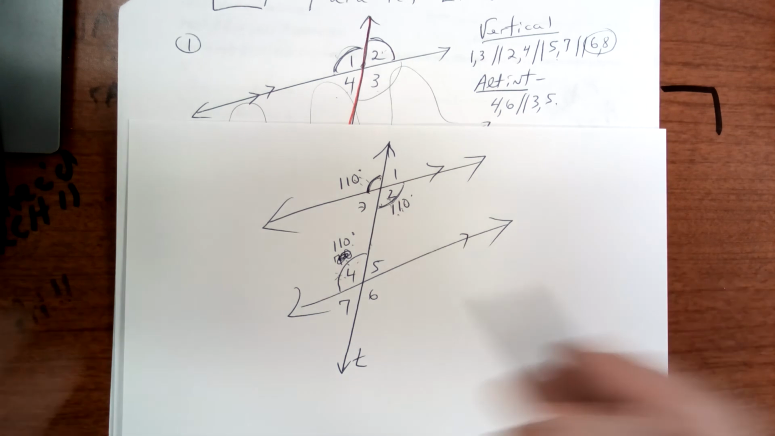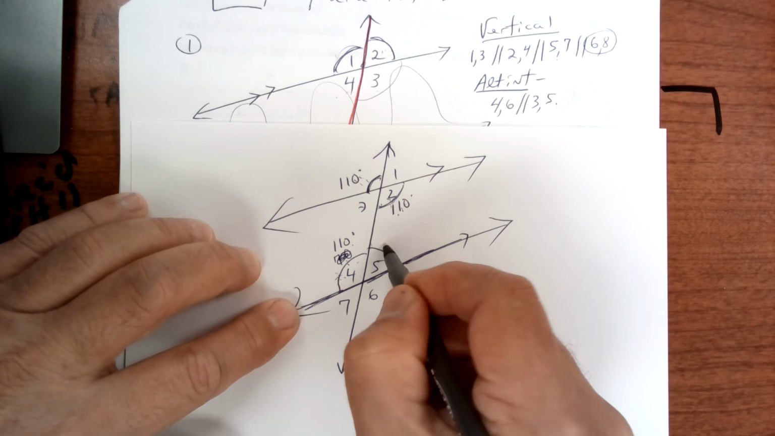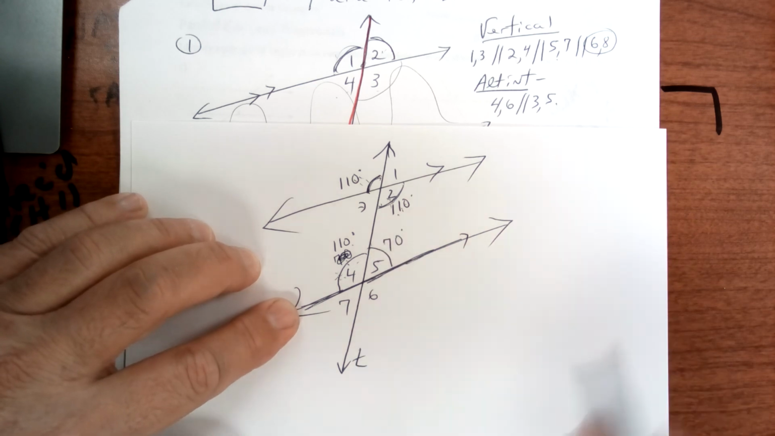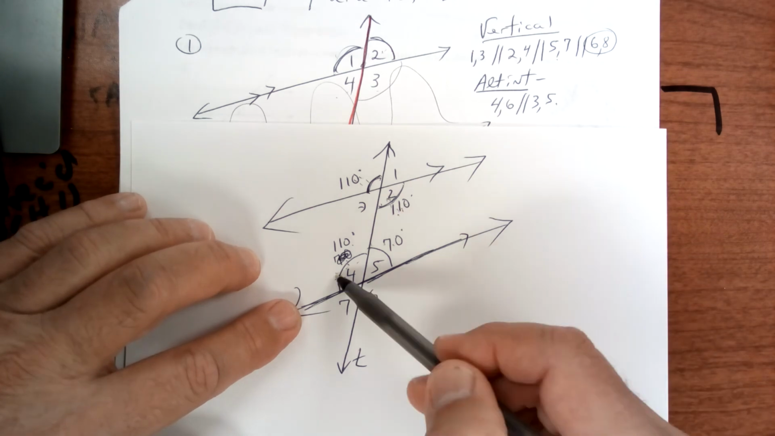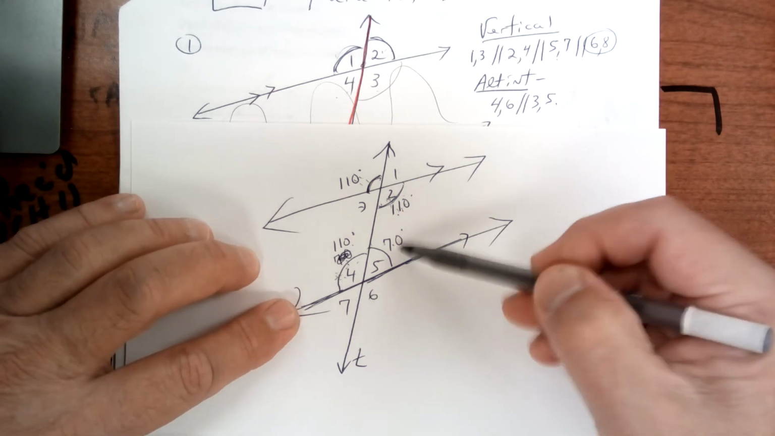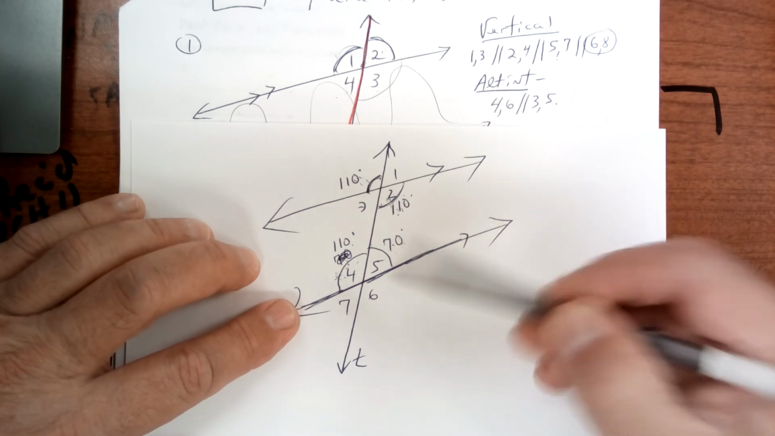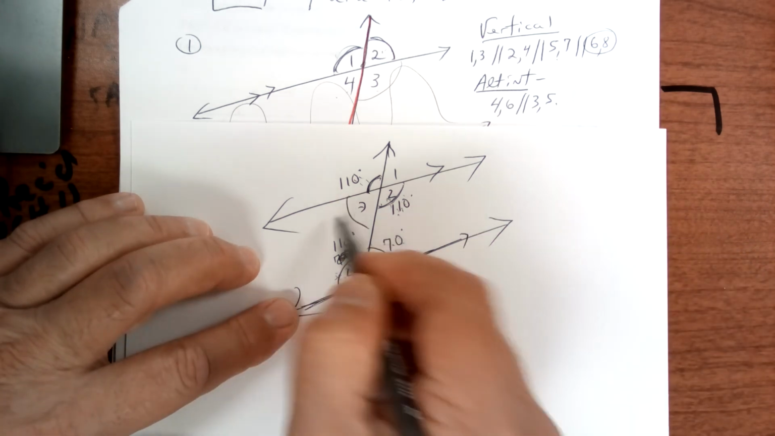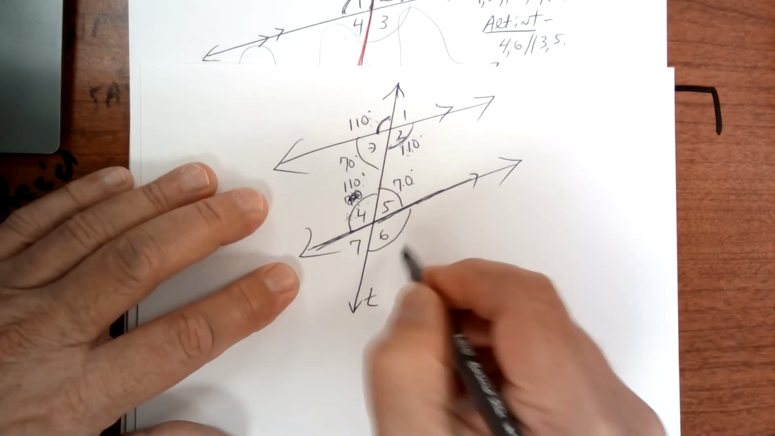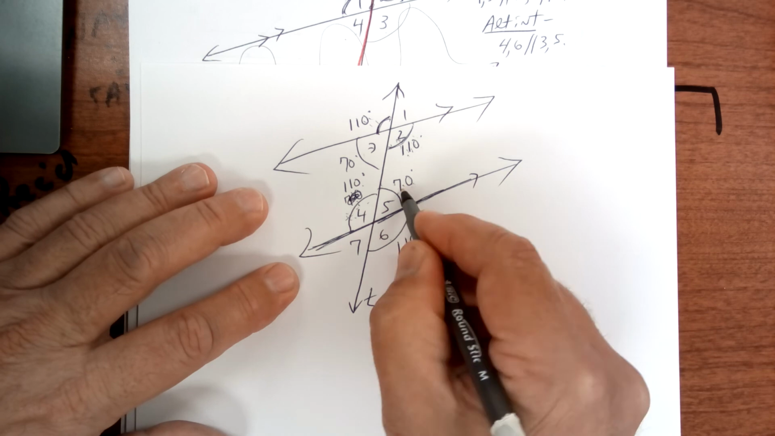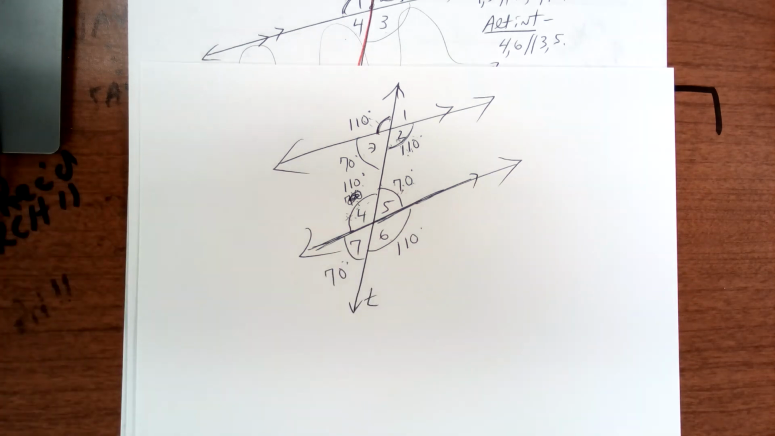This is a line, and every line's worth 180, so this one has to be 70 degrees because it has to add up to 180. Okay, alternating interior are equal. These two are called same side interior, and look at them. They do add up to 180. This one and this one are alternating interior. So there's a lot of different ways, like this one right here is vertical, so that's 110. This one is vertical, so that's 70. So there's a lot of different ways to find the missing angles.